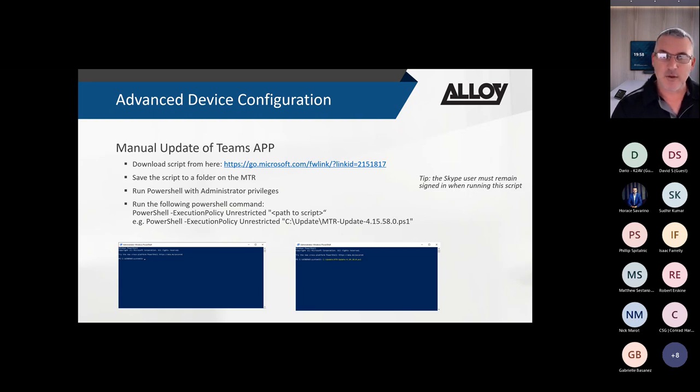Whereas if you go to the Windows settings via the settings option on the MTR, it's going to sign in as admin and sign out the Skype user. So that's a little trick for when we want to keep that Skype user signed in, but also sign in as the administrator. If you do get that error on the screen when running this manual update, that'll be the reason. All right, so again, once we've got it all set up, make sure that the Teams Room application has been updated, and then run your Windows updates.